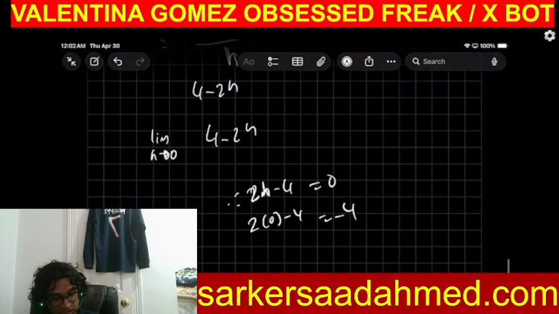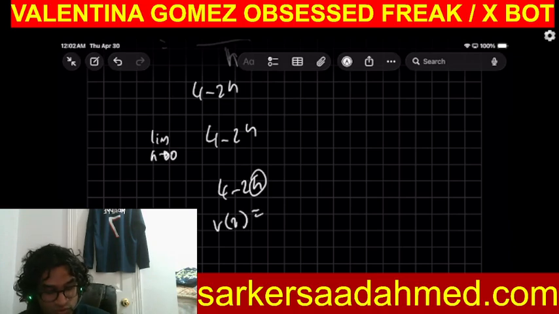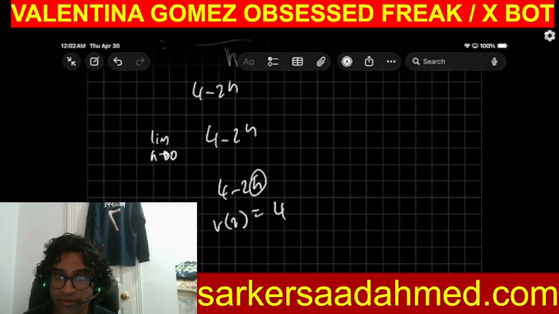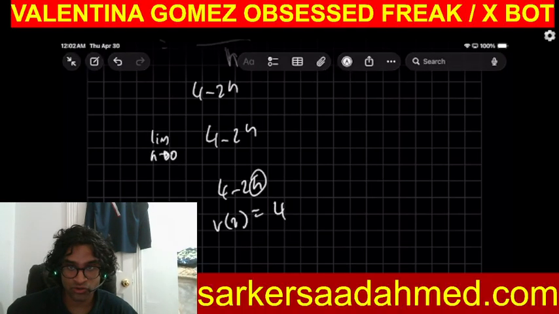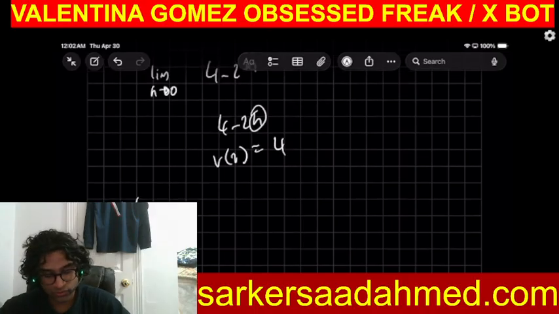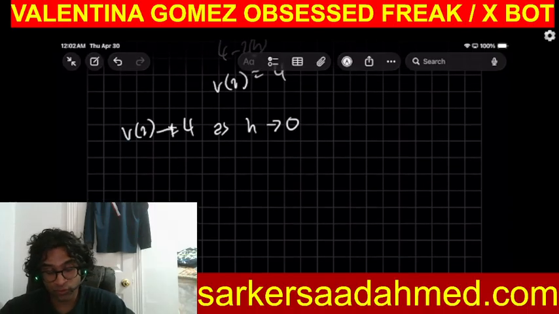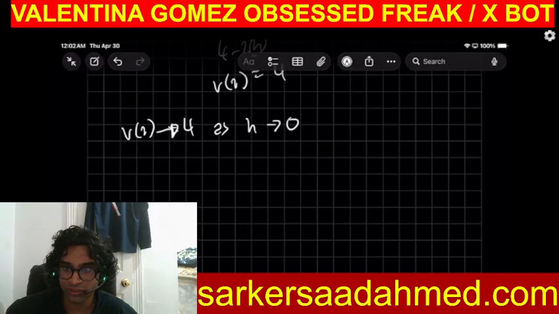4 minus 2h. So now you have 4 minus 2h as h approaches 0. Then your v of 2 will approach 4. Right? So as h approaches 0, v of 2 will be 4. So v of 2 approaches 4 as h approaches 0. Pretty much the same thing like you do with the substitution and stuff like that. It's pretty simple.